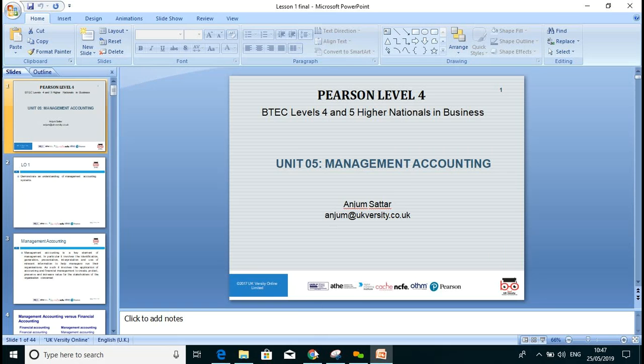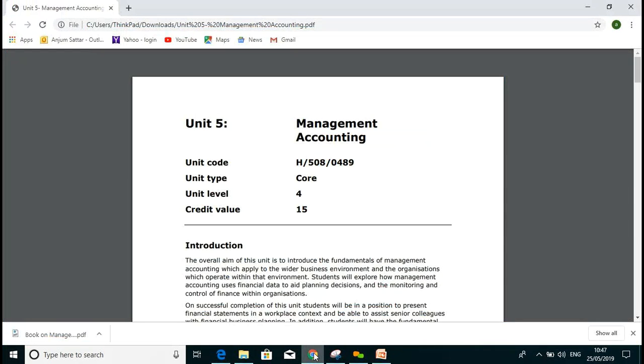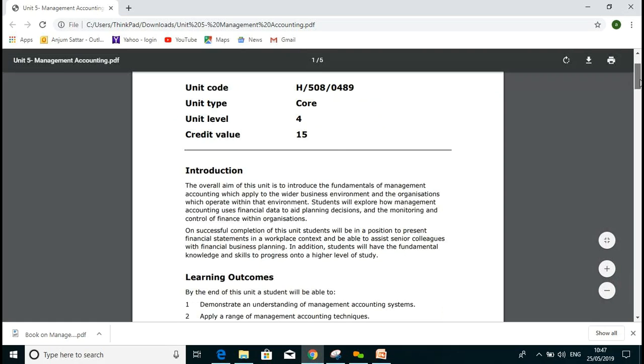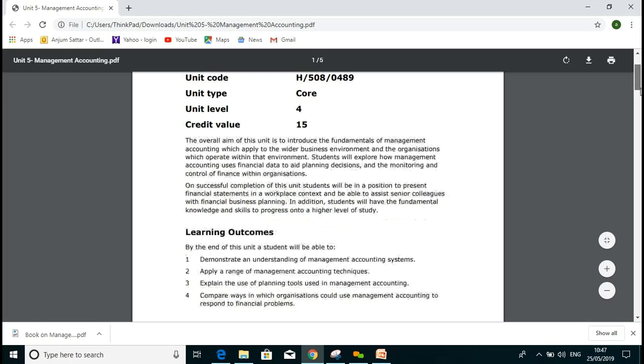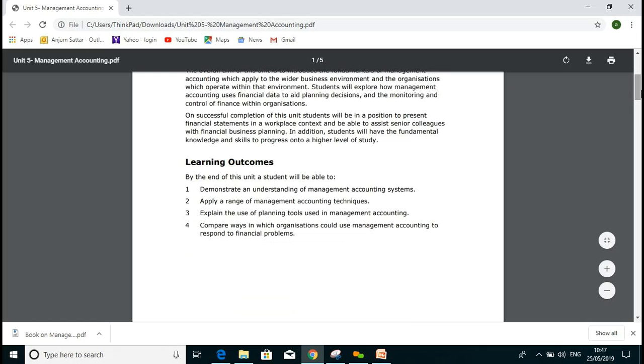We'll start by going through what we're supposed to learn in this module. Unit 5, Management Accounting. Unit level is 4, a 15 credit unit. The aim of this unit is to develop your understanding about business environment and organizations, where we explore accounting, use financial data planning, and how we can use costing to make decisions. The first learning outcome is to demonstrate and understand the management accounting system.